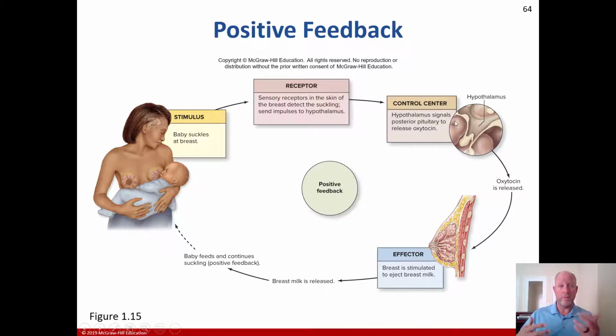And oxytocin is that kind of feel-good chemical that a mom is known to have in regard to the baby, to be able to assist with not just breastfeeding, but how they deal with both psychological and physiological variables with newborns, right? When oxytocin is released, that stimulates the effector, the breast, to eject breast milk. At least that's the goal here. And then breast milk's released, ideally, baby feeds and continues suckling, and a positive feedback loop occurs.